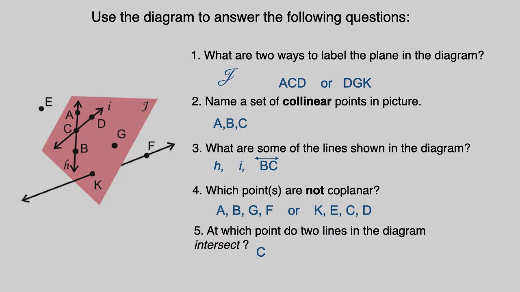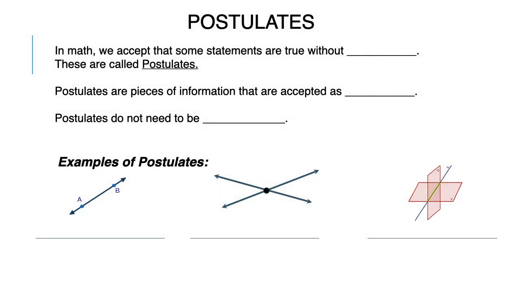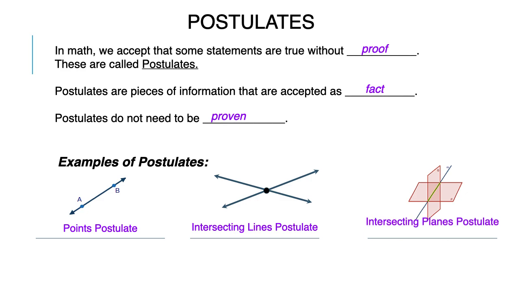Let's move on to postulates. In math, we accept that some statements are true without proof. These are called postulates. So postulates are pieces of information that are accepted as fact. They do not need to be proven. And we have diagrams of 3 pretty famous postulates here. The points postulate is the first one. We'll talk about that in a minute. Intersecting lines postulate is next, and intersecting planes postulate.